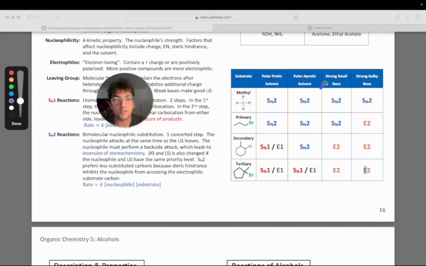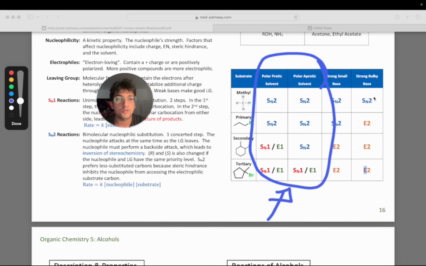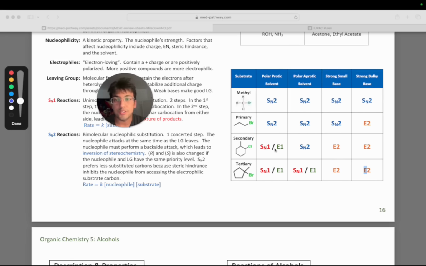Honestly, it's more important to know these two columns. Those are going to probably show up on the MCAT. This is going to show up a little bit less. What I've seen in most of the practice questions that I did in the past, and in most of the questions that show up on all the exams, is that they like to ask about substitution a lot more than they like to ask about elimination.